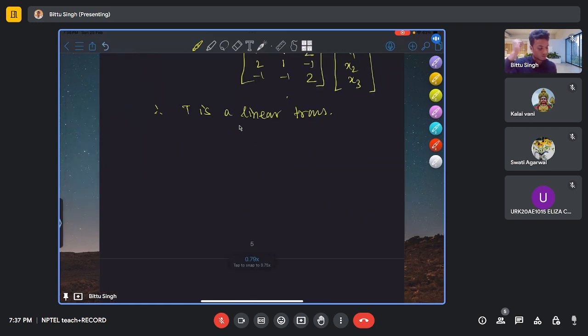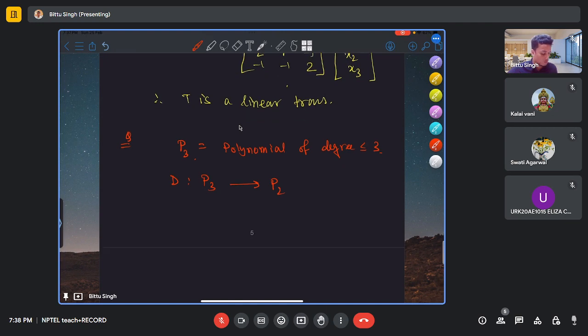So let us consider another example. Suppose T is acted by the derivative. Consider the polynomial space P3. P3 denotes polynomials of degree less than or equal to 3. And consider the derivative map D from P3 to P2. Derivative always reduces the degree. Then the question is, is D linear? D means derivative.